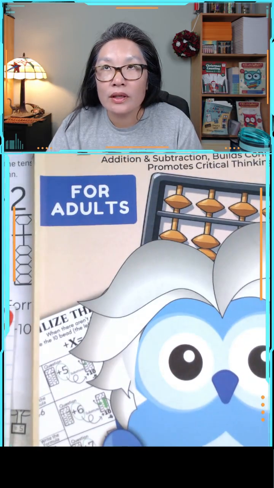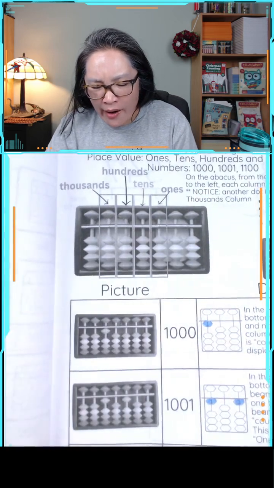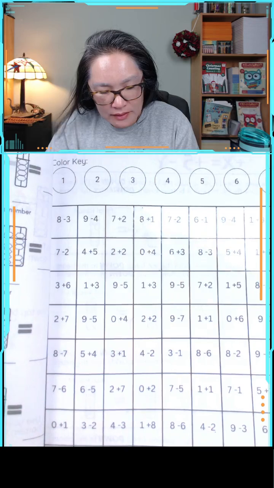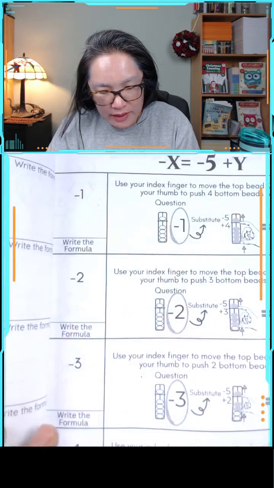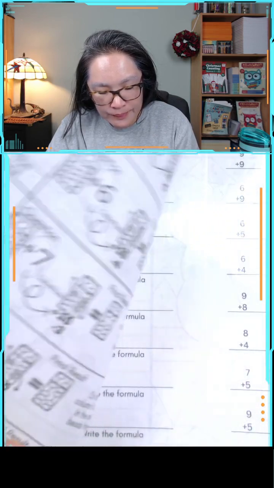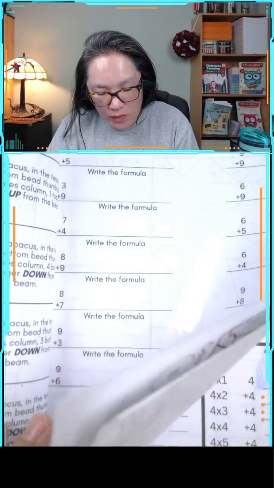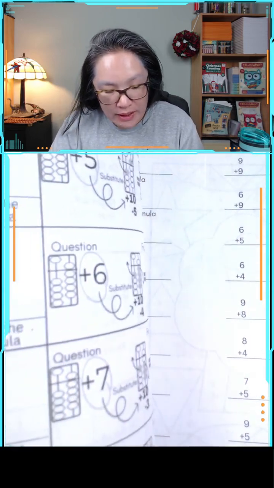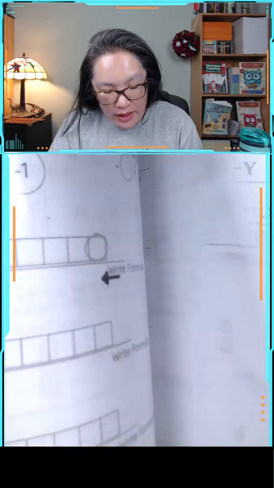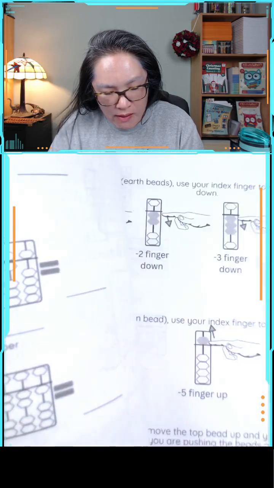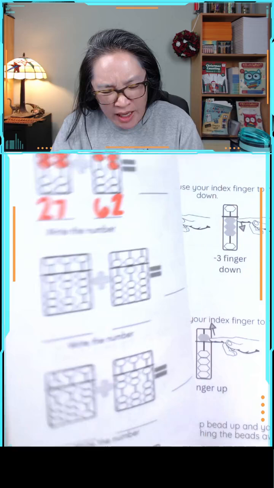I don't know. I have to think about that one. I've lost my train of thought. Okay, there we go. Write the number and solve the equation. Yep, I get it. I was just trying to think of how to streamline it, because it does take time.